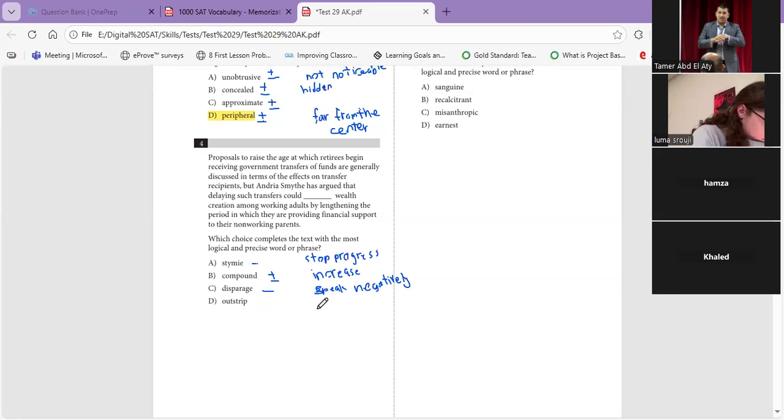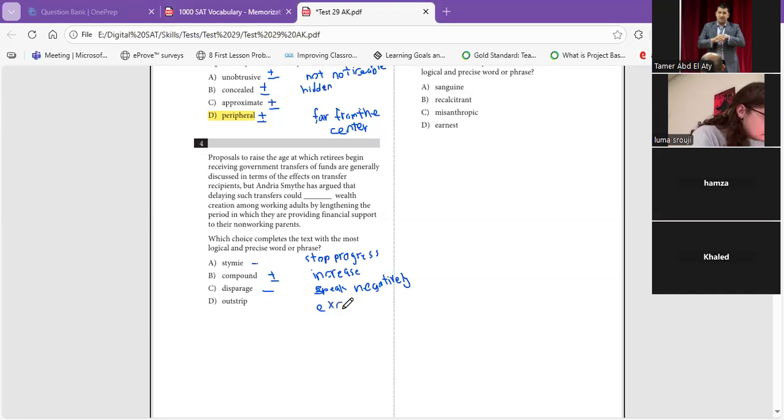Outstrip means to exceed or go beyond. So it's neutral. We have two negative and two positive. What we're going to do is go to the context clue. It says proposals to raise the age at which retirees begin receiving government transfer of funds are generally discussed in terms of the effects on transfer recipients. But, take care of the word but, Andrea Smythe has argued that delaying such transfers could something wealth creation. It will make something negative among working adults by lengthening the period in which they are providing financial support to their non-working parents.